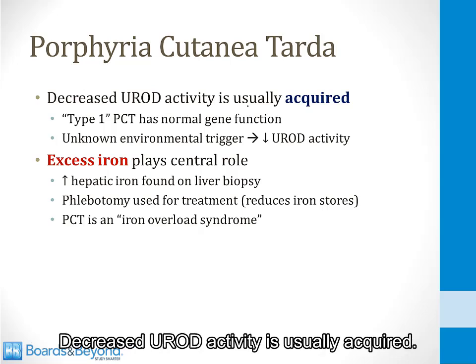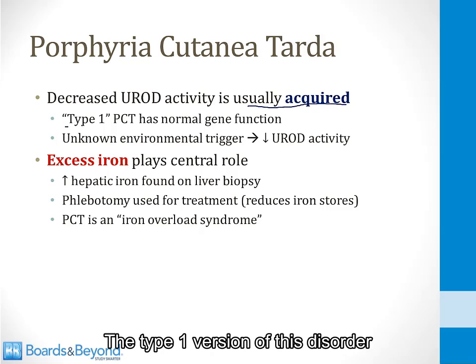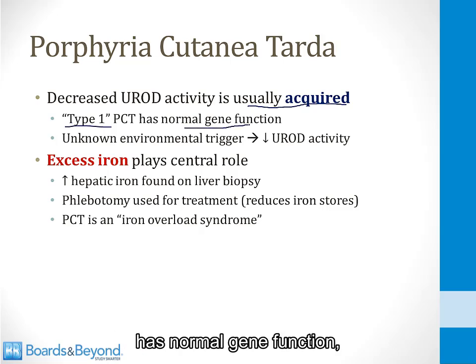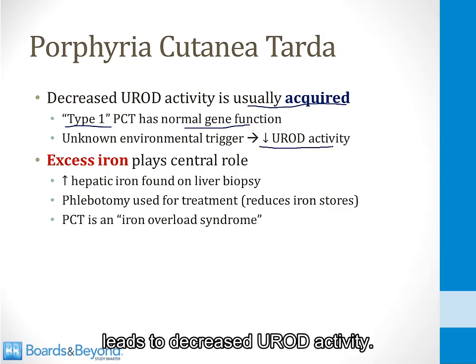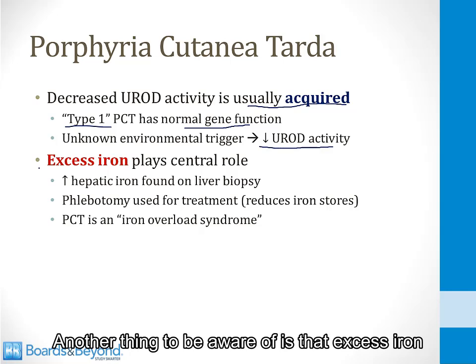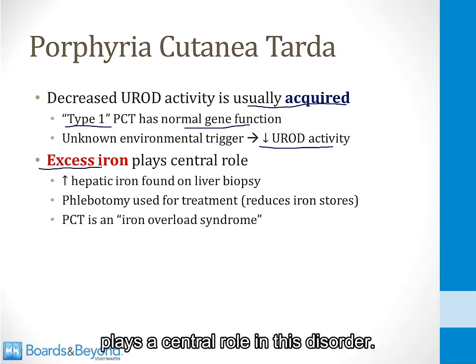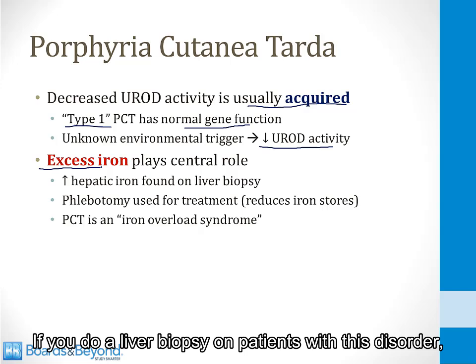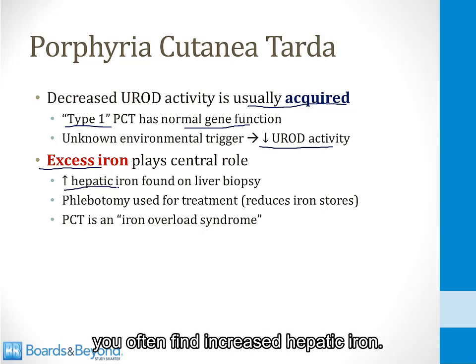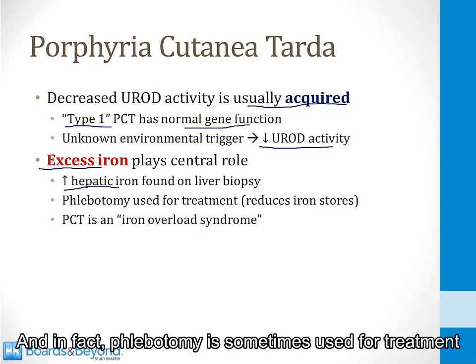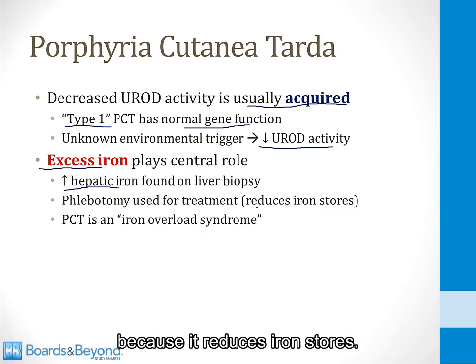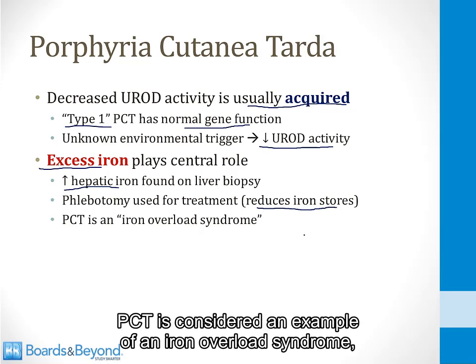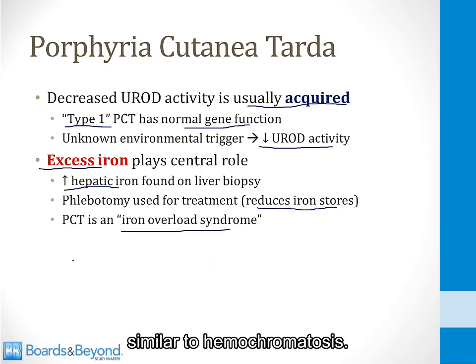A few more details on the pathophysiology of Porphyria cutanea tarda. Decreased urod activity is usually acquired. The type 1 version of this disorder has normal gene function. An unknown environmental trigger leads to decreased urod activity. Another thing to be aware of is that excess iron plays a central role in this disorder. If you do a liver biopsy on patients with this disorder, you often find increased hepatic iron. And in fact, phlebotomy is sometimes used for treatment because it reduces iron stores. PCT is considered an example of an iron overload syndrome similar to hemochromatosis.